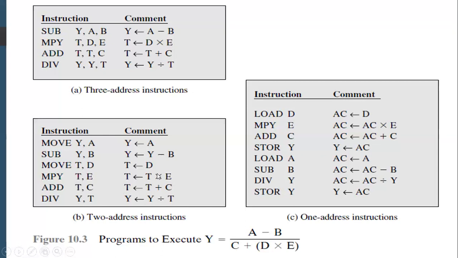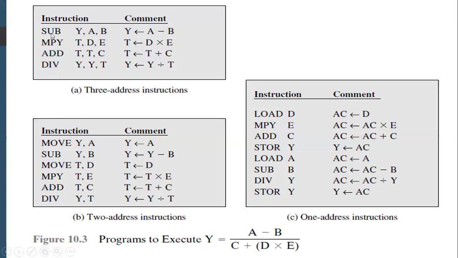Now we'll count the number of instructions: 1, 2, 3, 4, 5, 6. As we are increasing the number of address fields, the number of instructions are decreasing. Now let's see how three address instructions work. Here you have from where you want to fetch the operands and where you want to store the result.